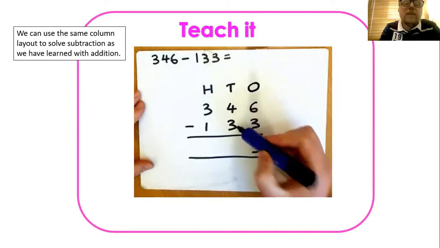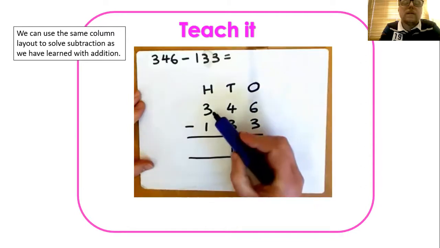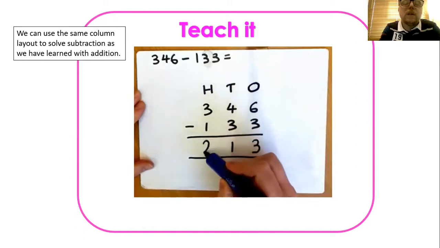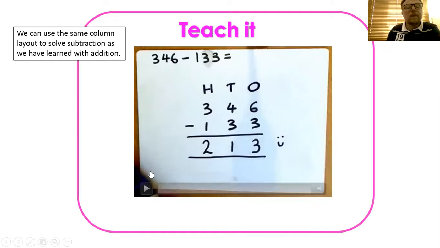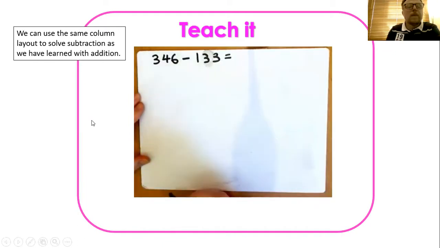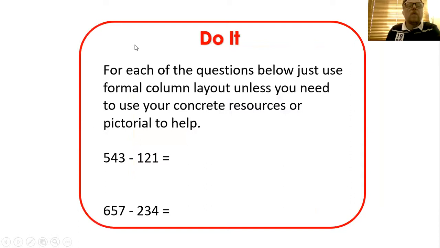4 take away 3 is 1 for their tens. 3 take away 1 is 2 for their hundreds. 213. You think they'd be able to give that a go? I think they would too, which is why we're on to our do it.